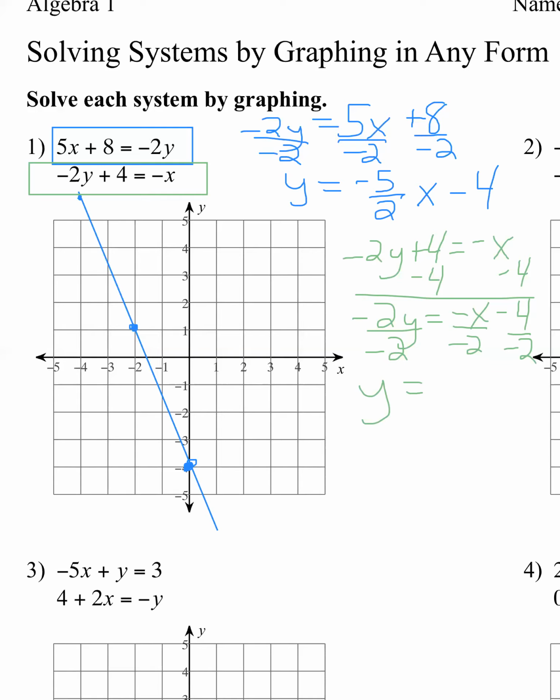So -x over -2 is now going to be positive. And remember how we write this? It's going to look like a +1/2 with the x on the side. And then -4 divided by -2 gets me a +2. So great, now I have that one ready to go. And that's going to start at a +2, and it's going to go up 1 to the right 2. So if I keep doing that, notice I didn't overlap until I go backwards. If I had gone down 1, back 2, that's where you see those two overlapping right there. Okay, so let's get that line drawn in.